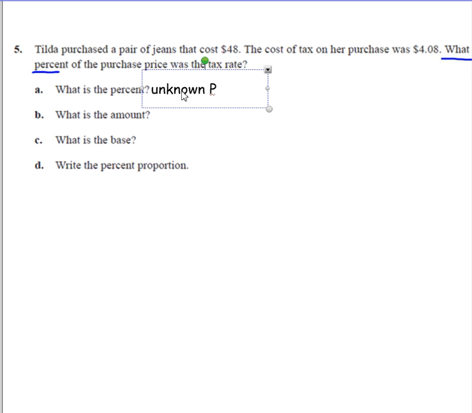And so P represents our percent in the proportion. So what is the amount? The amount is the tax rate. And again, if we go back to the wording, the percent was, is another form of, is the tax rate. And so the tax rate is $4.08. So that's going to be the amount, the smaller amount of the total purchase cost of $48, being how much that she's paying in tax.